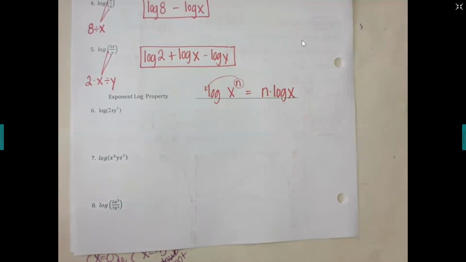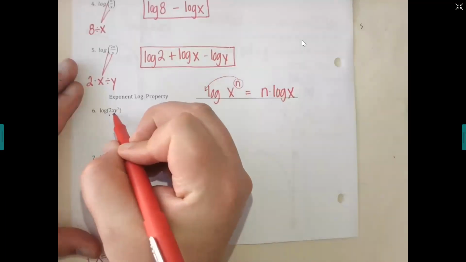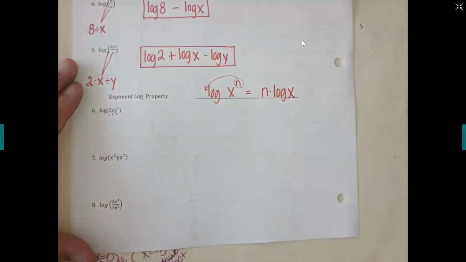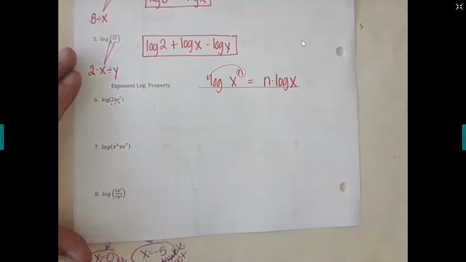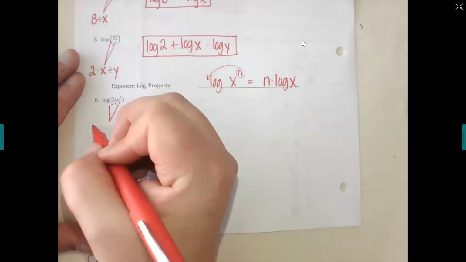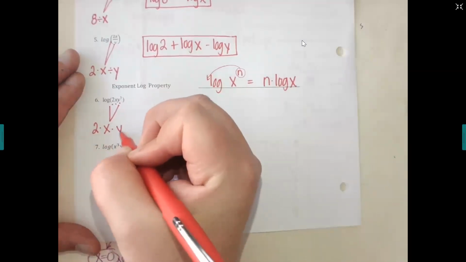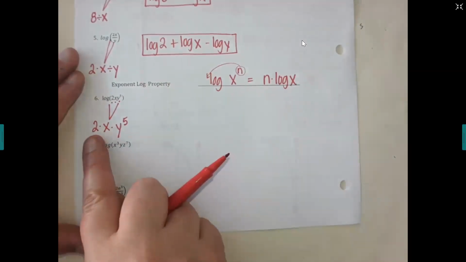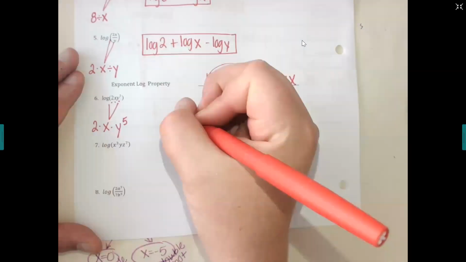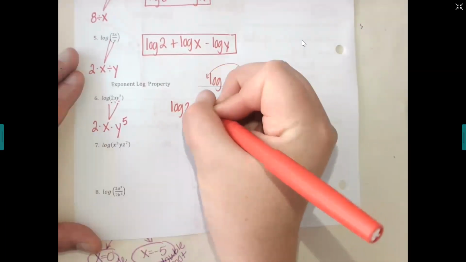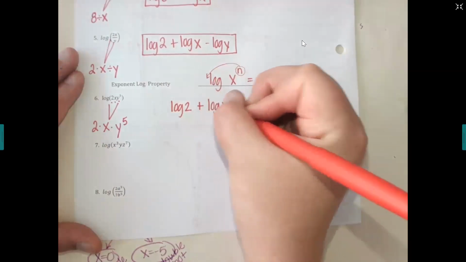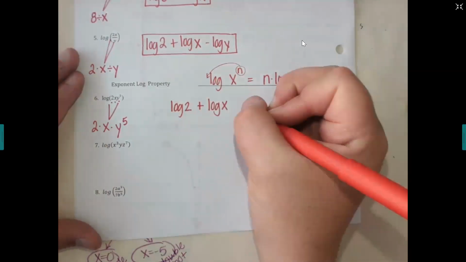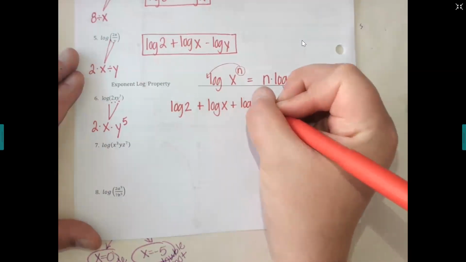Okay, first thing we want to do is count how many logs we're separating into. So I have a 2, an x, and a y. How are they all combined with multiplication or division? They're all multiplied. That's a 2 times an x times a y to the 5. So when I break it down, I'm going to have a log 2 plus log x plus log y to the 5.